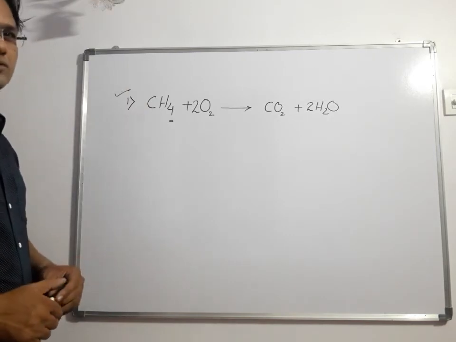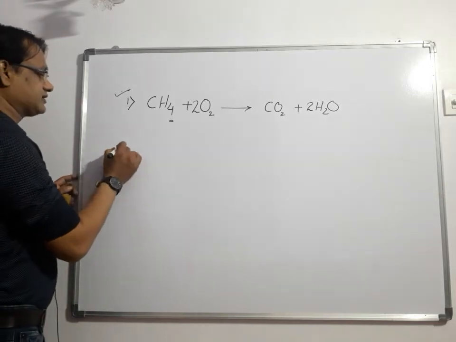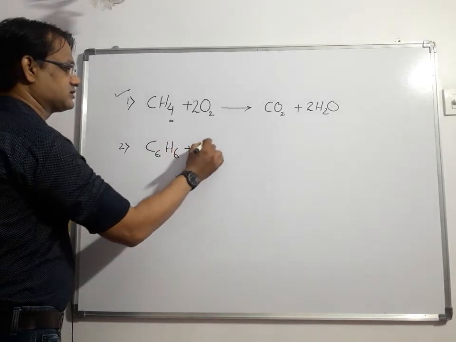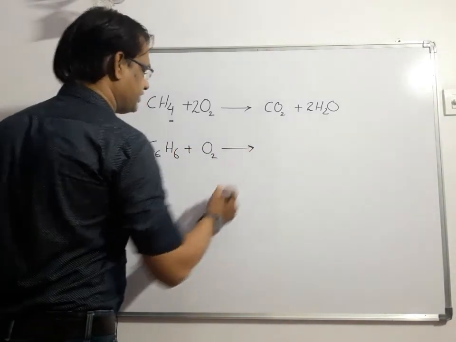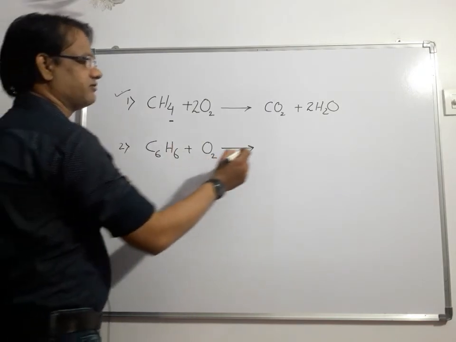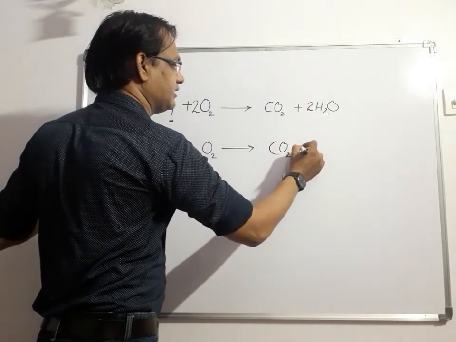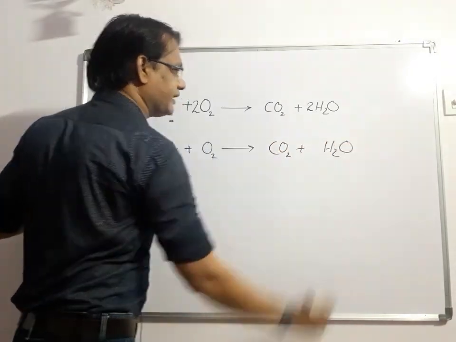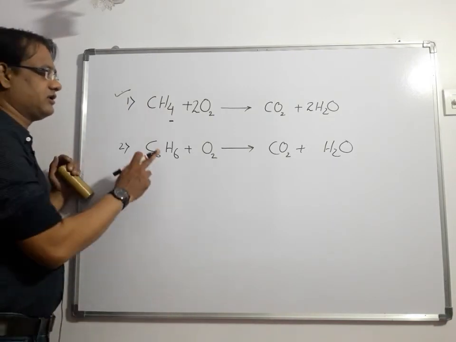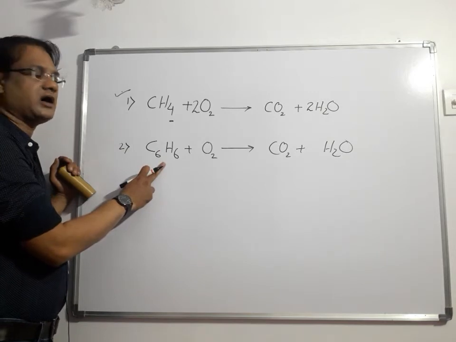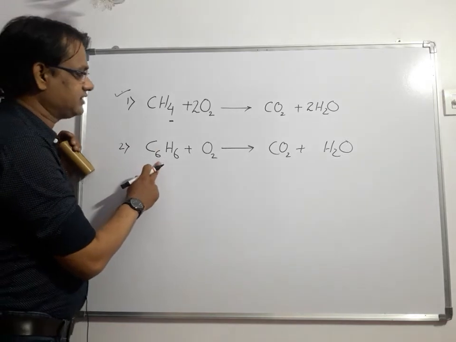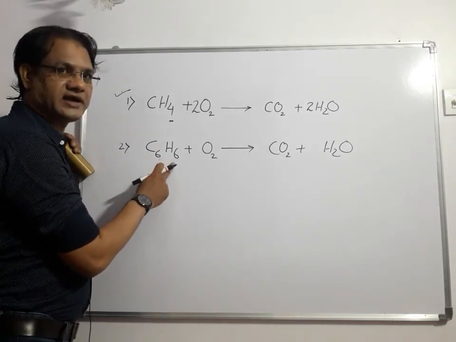Now we'll take a little bit difficult example, that is the combustion of benzene, that is C6H6 plus oxygen. And when it combusts, I also told you that whenever a hydrocarbon combusts, it will form carbon dioxide and water molecule. Okay, now we'll balance this equation. How will we balance this equation? First of all, we will choose a molecule which has the highest number of atoms. So here this benzene molecule has 6 carbon atoms and 6 hydrogen atoms.